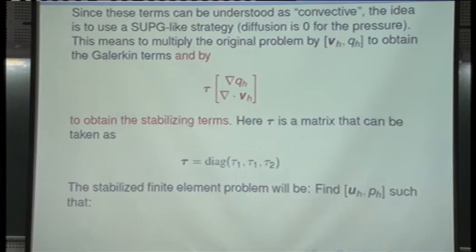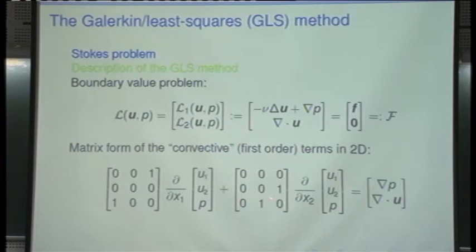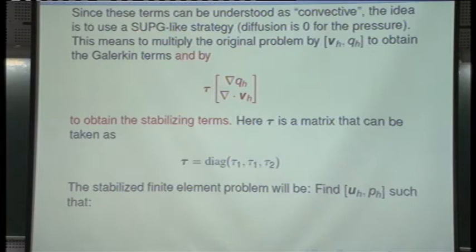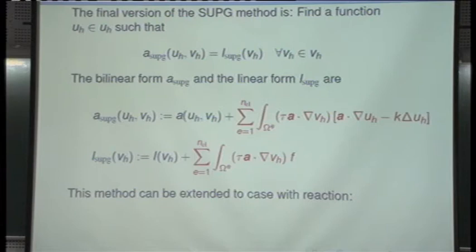Okay. So since we can see those terms as convective terms, what could happen if we apply a sort of SUPG strategy to the Stokes problem? Let's see what happens. What was the SUPG method? Let me recall it. We saw that yesterday. The SUPG method is the following.